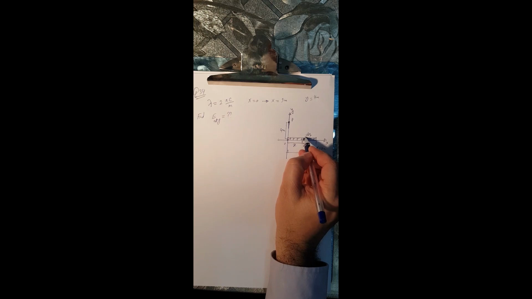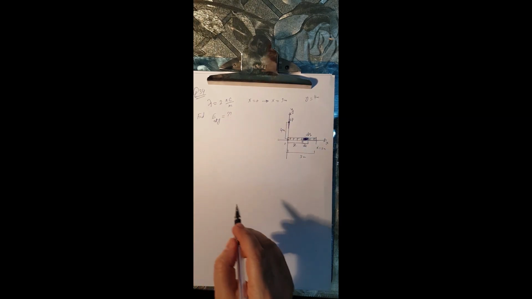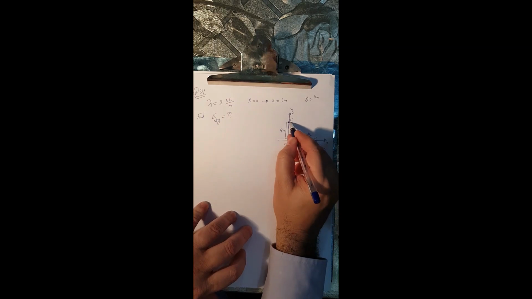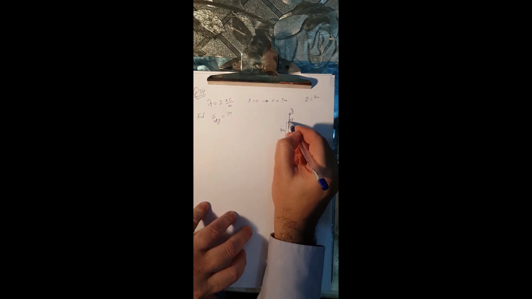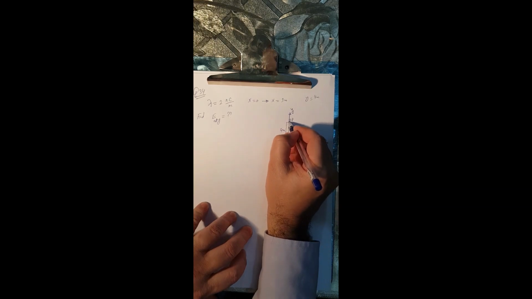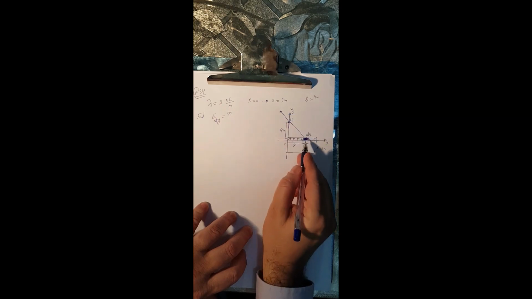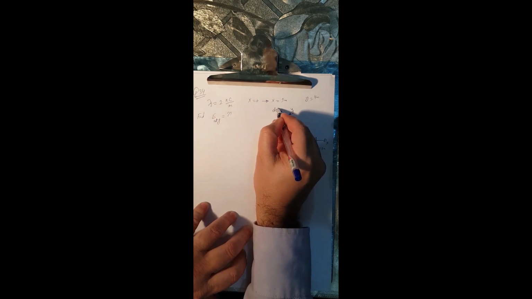Now, if we assume there's a positive test charge here, on the line of action, yeah, this is the line of action, we'll have repulsion, so we'll have the electric field of this element only. It's a dE.